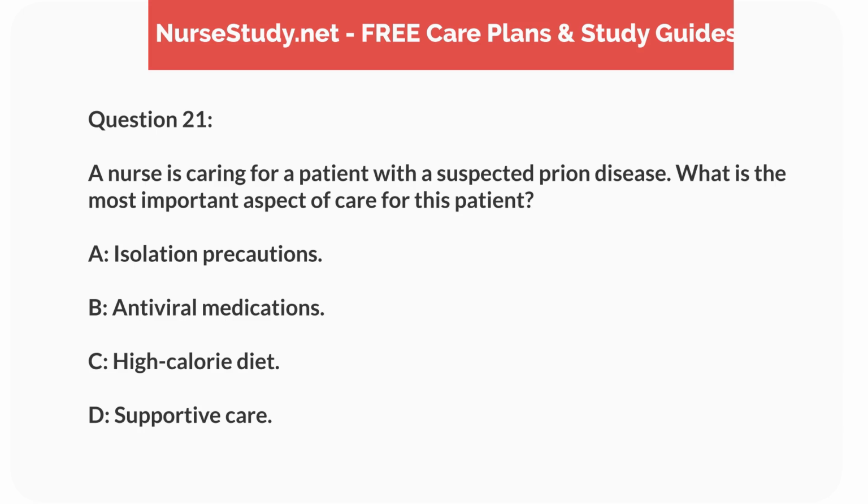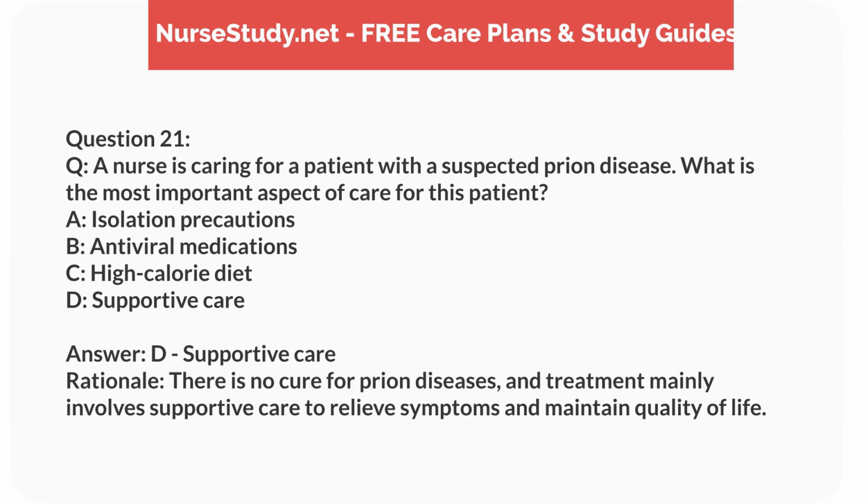Question 21. A nurse is caring for a patient with a suspected prion disease. What is the most important aspect of care for this patient? A. Isolation precautions. B. Antiviral medications. C. High-calorie diet. D. Supportive care. Answer. D. Supportive care. Rationale. There is no cure for prion diseases, and treatment mainly involves supportive care to relieve symptoms and maintain quality of life.